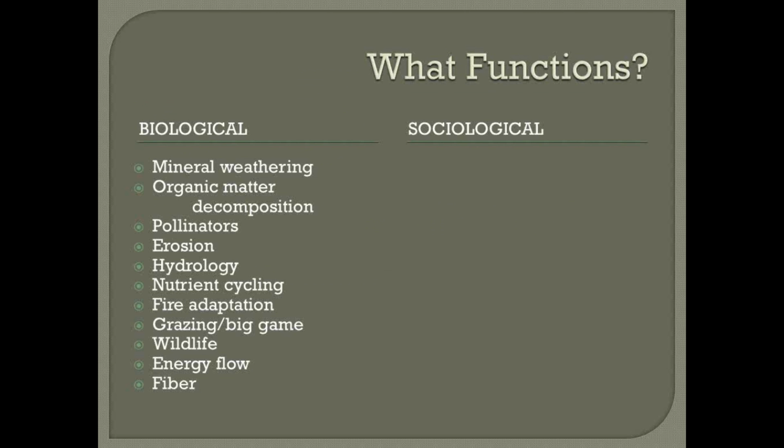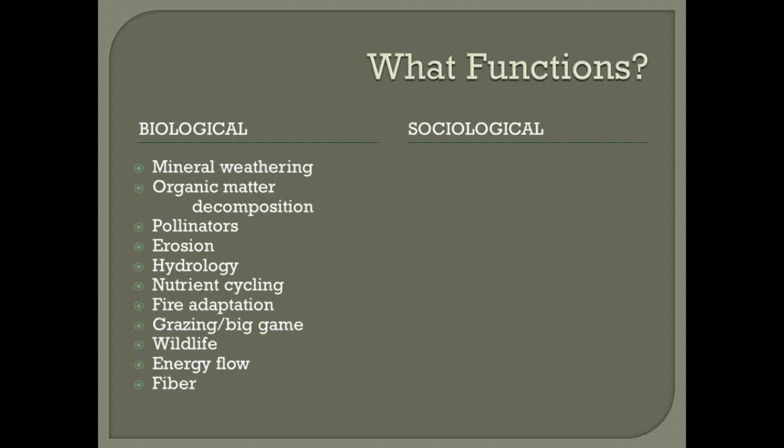So what are some of the functions that we're talking about here? Well, they can be divided into two camps. We can have biological functions and we can have sociological functions. And the biological functions, there's probably hundreds or maybe even thousands. And here's just a smattering of a few just to give you an idea of what we're talking about when we talk about functions that are being provided in our ecosystems.